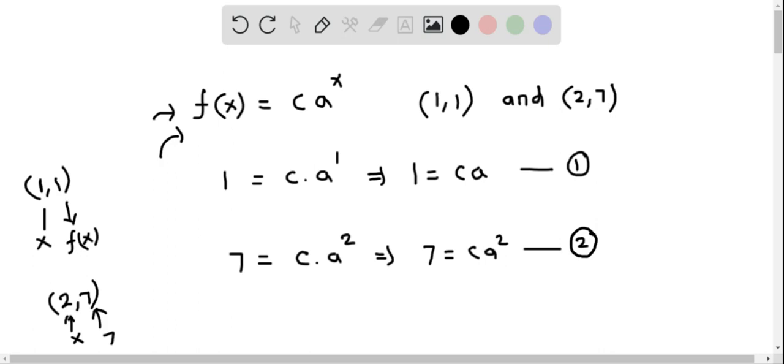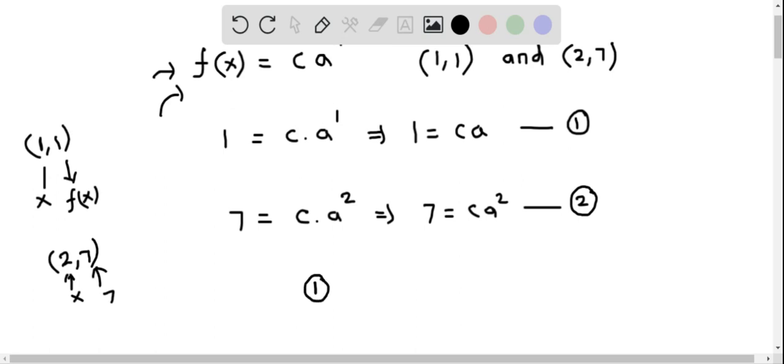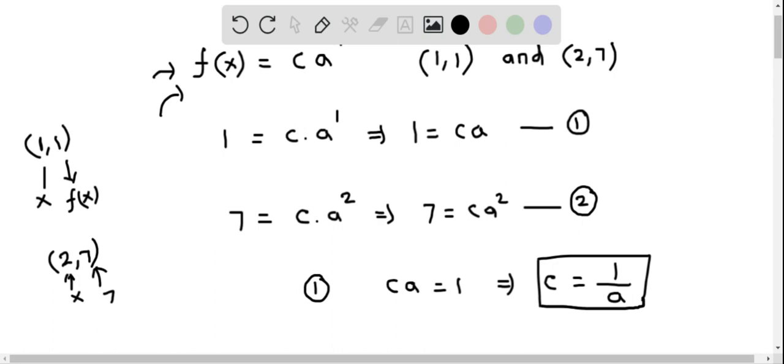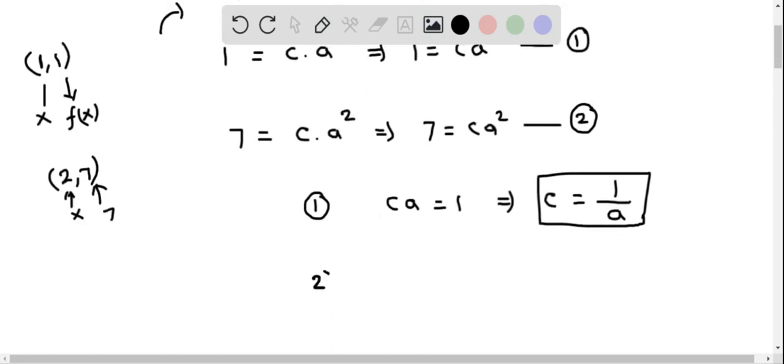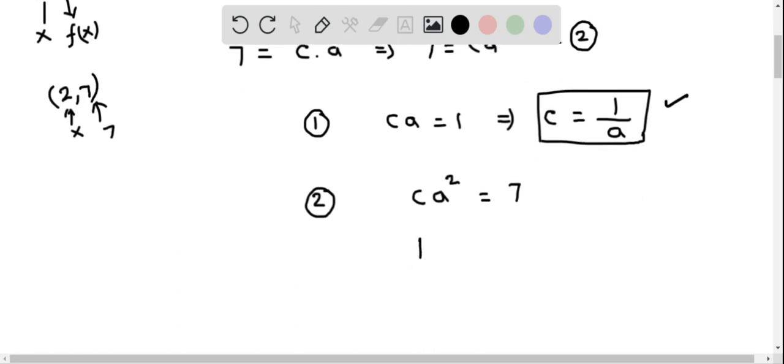and determine the values of c and a. So first consider equation number 1, I can write this as ca equals 1, and from this I'm going to solve for c. Dividing both sides by a, we get c equals 1 over a. And I'm going to now put this expression for c into the second equation, which is ca² equals 7. So replace c by 1 over a times a squared, and this equals 7.